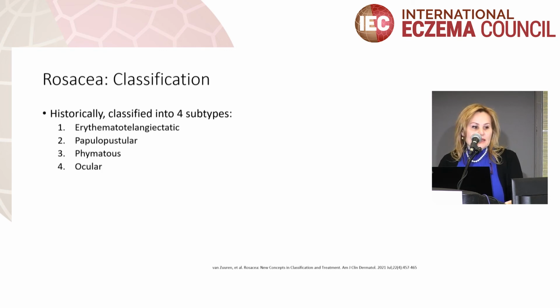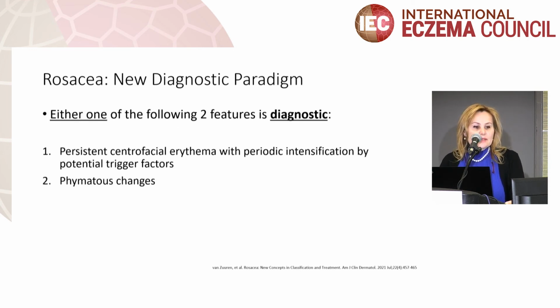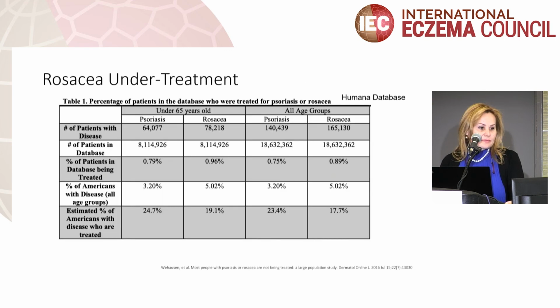There are several classifications. The historic classification divided it into 4 subtypes: erythemotelangiectatic, papulopustular, phymatous, and ocular. Recently, there is also a new diagnostic paradigm that was introduced in 2017 because of the variability and the fact that there are so many types. It suggests either of 2 features as diagnostic: either persistent centrofacial erythema with periodic intensification by potential trigger factors, or phymatous changes.